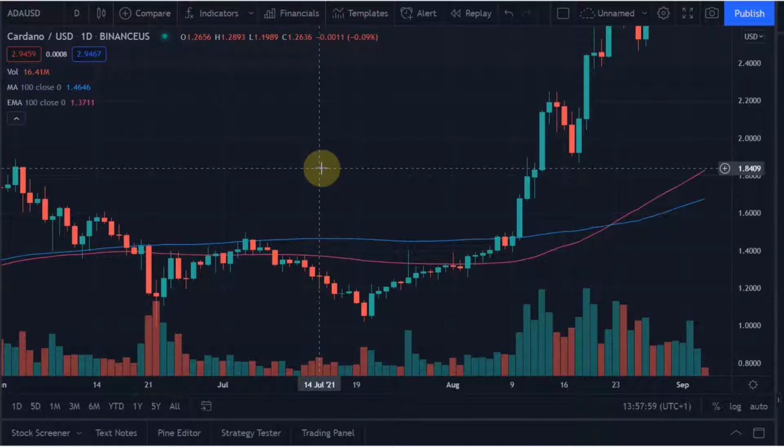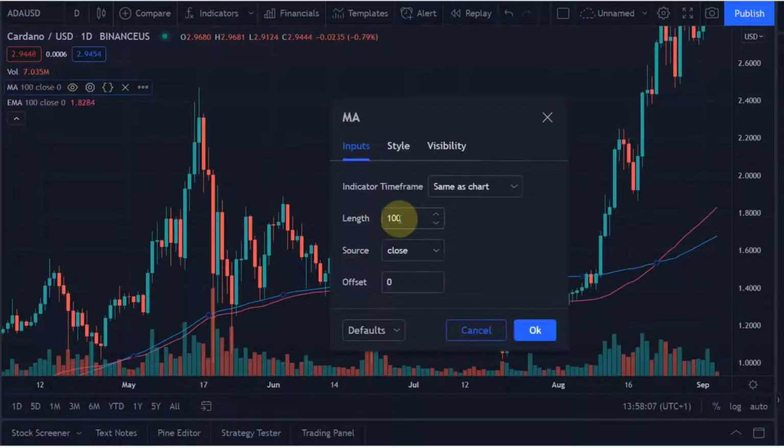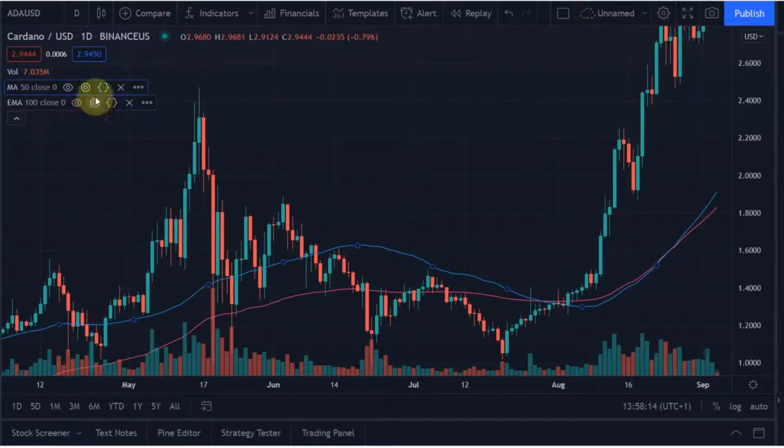Otherwise, you have less stability, I think. So what you could also do is just pick, for example, if you find the 100 doesn't work for you, then you could try the 50. And I recommend you stick with just the main numbers that I just told you, like the 9, the 10, the 20, 50, 100, or 200.